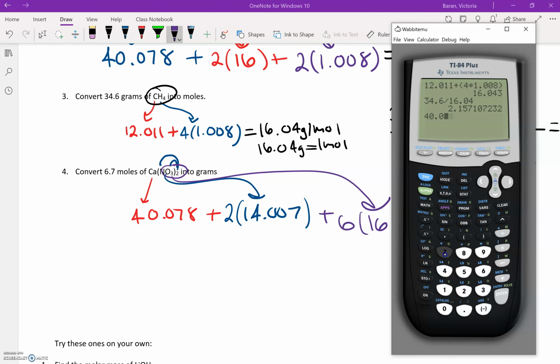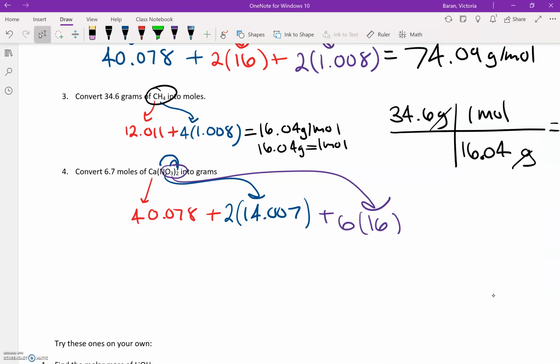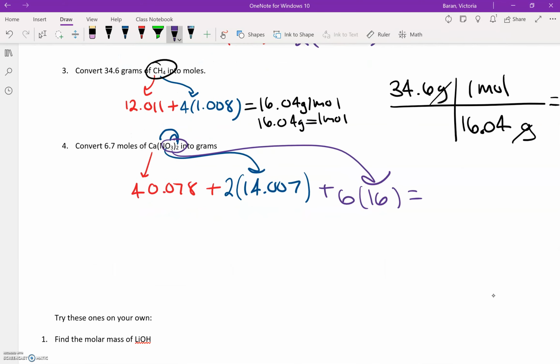So 40.078 plus 2 times 14.007 plus 6 times 16. So I'm going to get 164.092. And this is 164.09 grams per mole, or 164.09 grams equals 1 mole. So then we can start our picket fence.